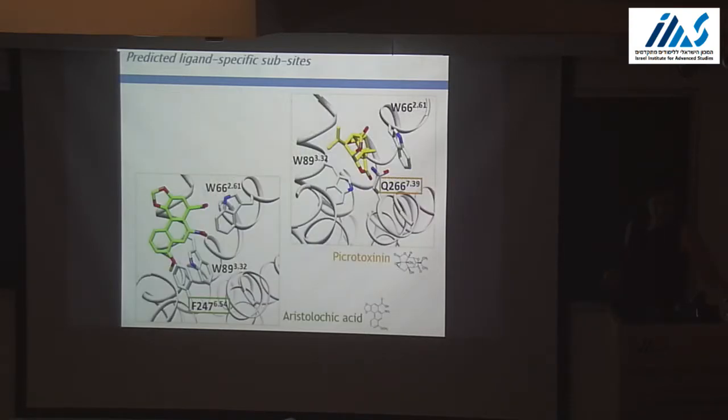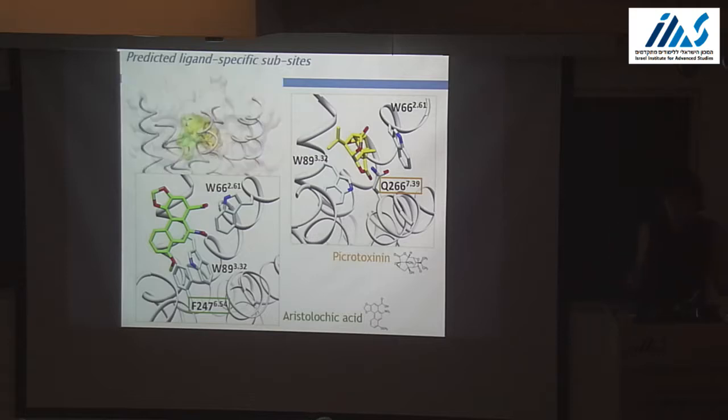So we did that, and I'm showing here just one example. So this is two different ligands, aristolochic acid and picrotoxinin. For this one, we predicted this tryptophan and this one to be important for binding, and the same ones also for the other molecule, which is chemically different. But here, this glutamine was predicted to be of importance. Instead, here it does not appear to play a role, but there is another phenylalanine that is important.